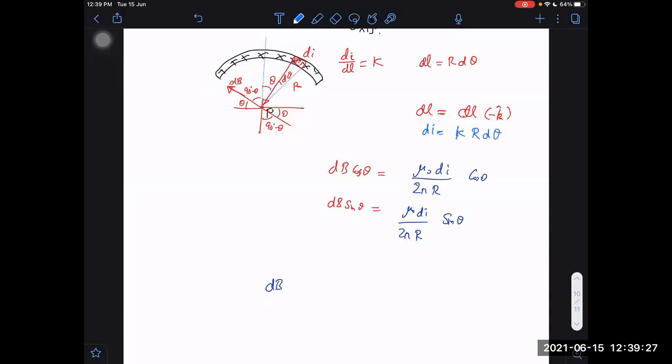Then R and R cancel. The dB sin theta is not cancelling, cos theta is not cancelling. It will be mu naught upon 2 pi into K into I, along minus i cap, sin theta d theta. What angle do you want to take? Maybe I take the total angle as alpha, then I will take minus alpha by 2 to plus alpha by 2.